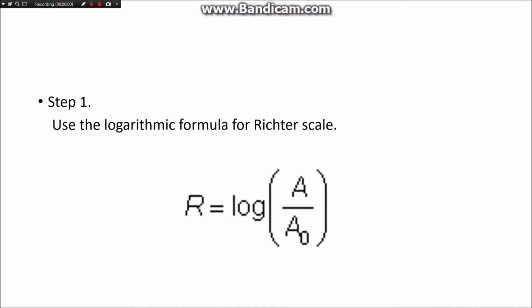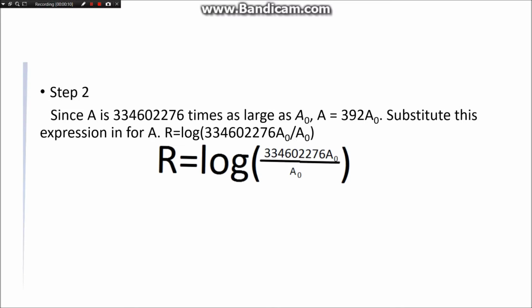So the working to solve this logarithmic equation will be as follows. Step 1: Use the logarithmic formula for the Richter scale, R equals log A over A0. Step 2: Since A is 334,602,276 times as large as A0, A equals 334,602,276 A0.